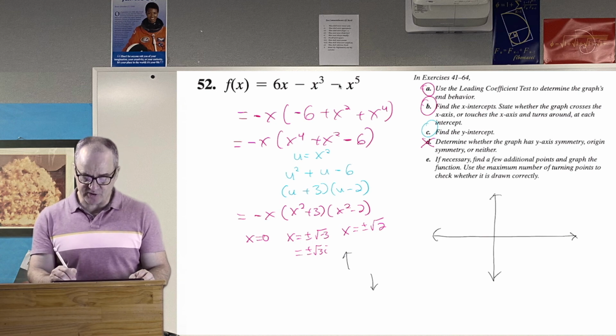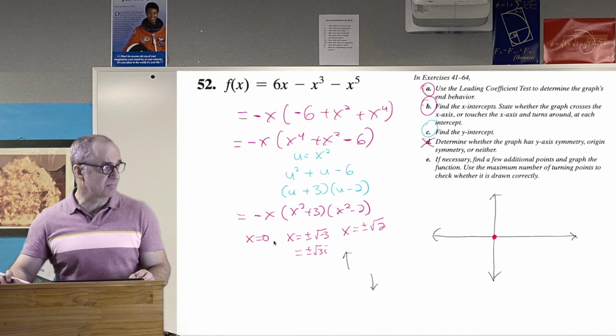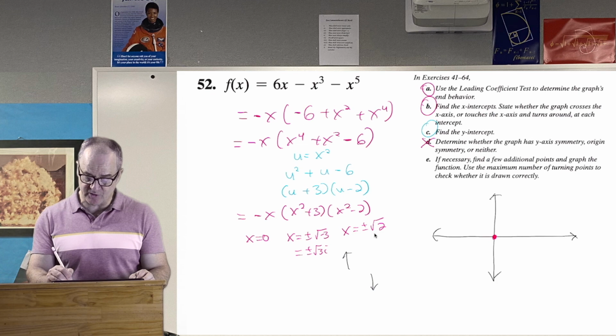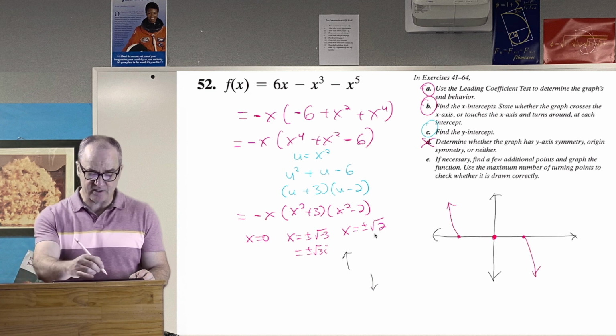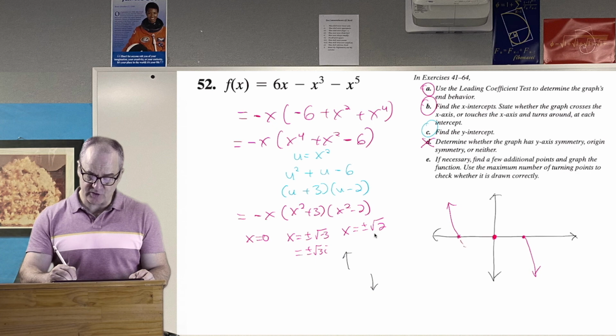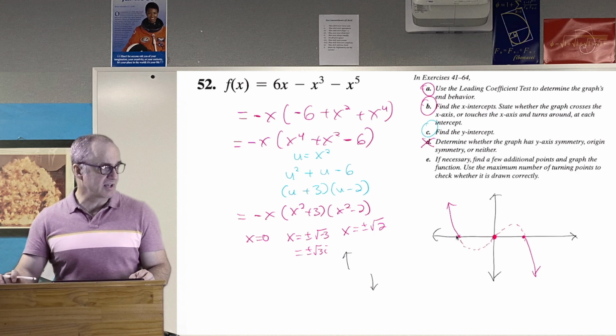Now the zeros are x equals 0. I'm not graphing the complex zeros, and x equals plus or minus root 2. You know what? It's about 1.4, but I'll just put it there and there. The end behavior is reverse ballerina. I have no idea what it does in between, but I'm assuming it must turn around somewhere, go like that. A lot of cubics look like that.